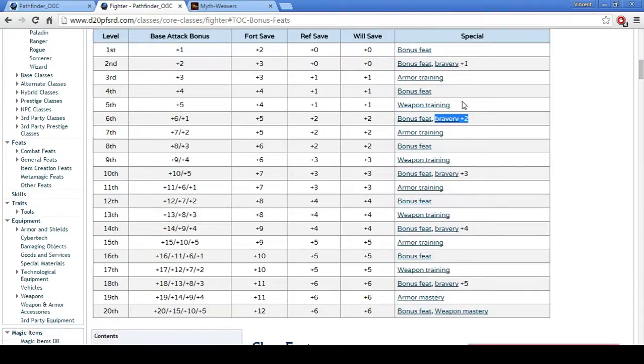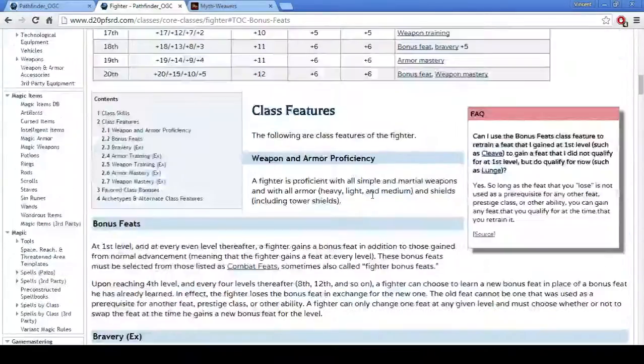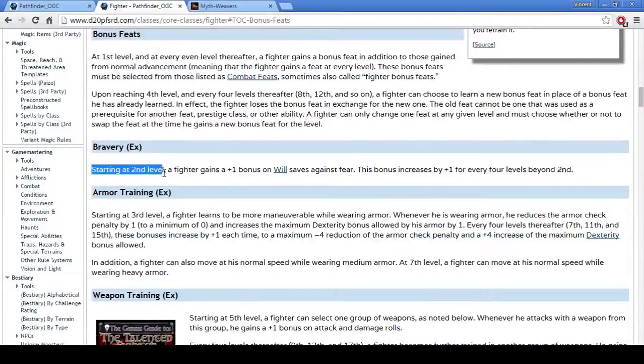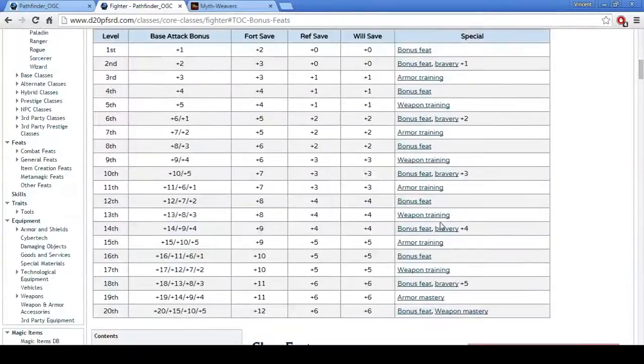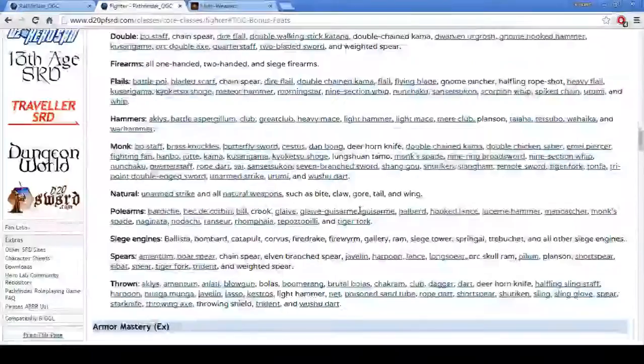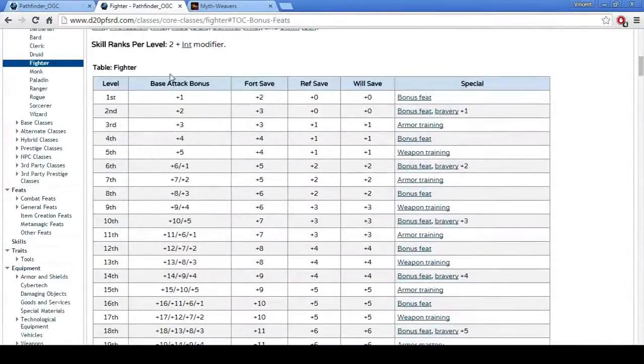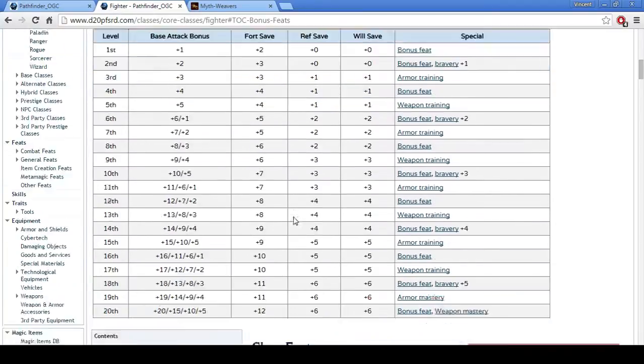Yeah. If you don't know what these abilities do, they're always described after the table. Like what's bravery? Well, it says starting at 2nd level, a fighter gains a +1 bonus on will saves versus fear. Oh, well, that's handy. So it always explains it. That's what all this stuff is, it just explains what your character does after that. Okay, so that's how to read this table.